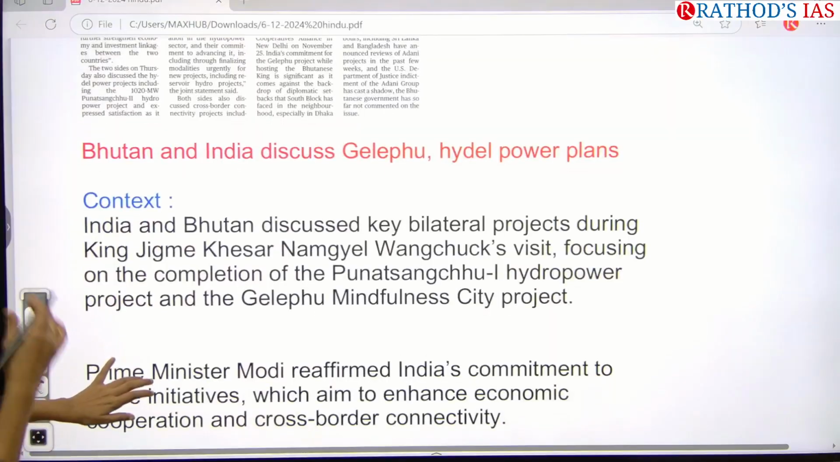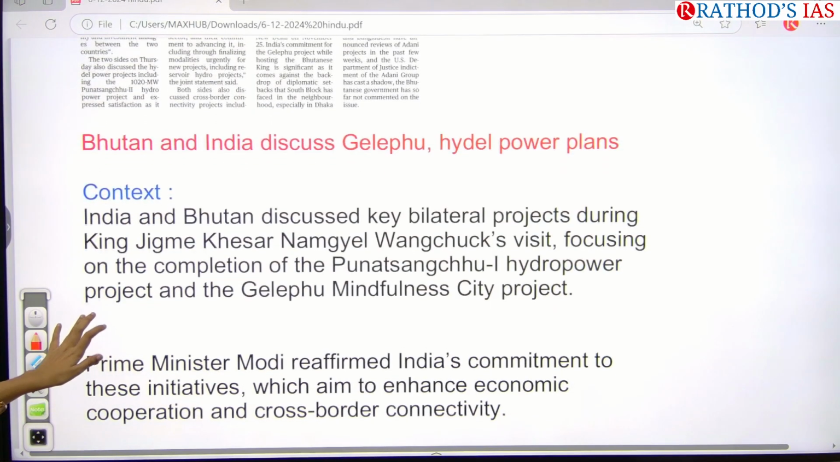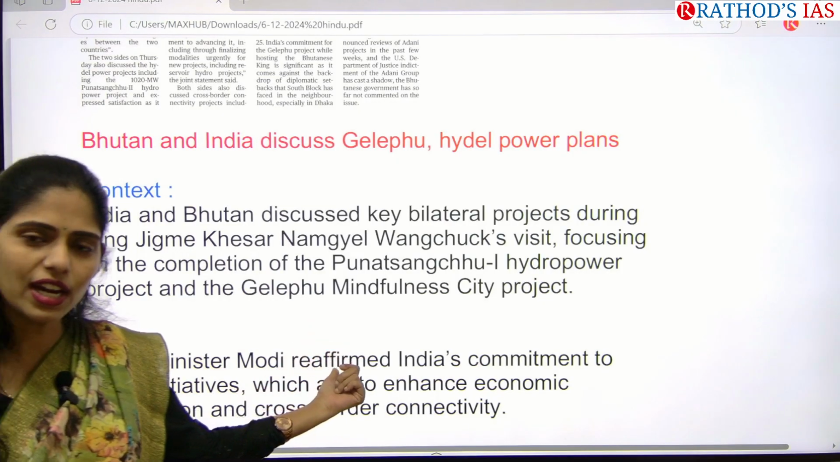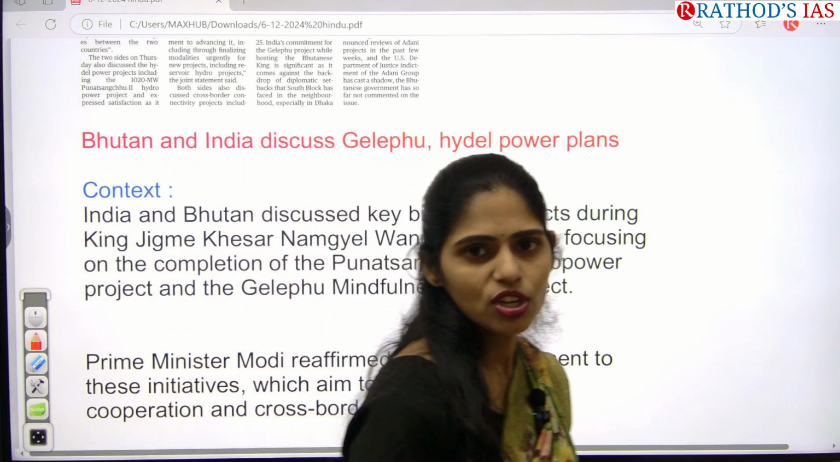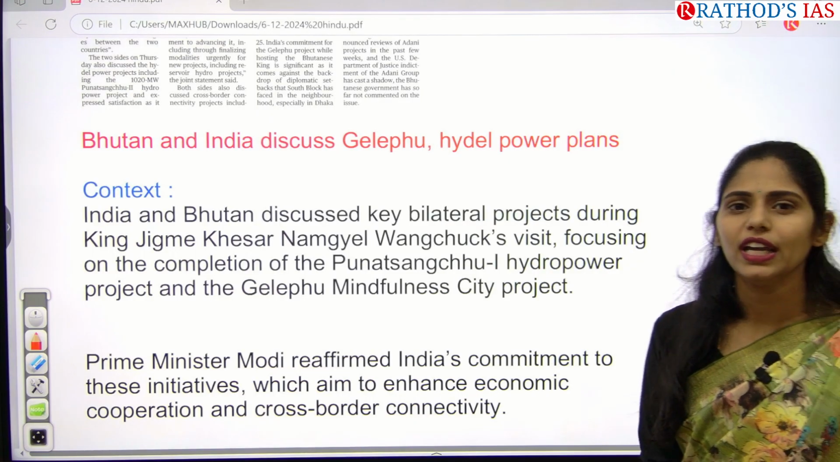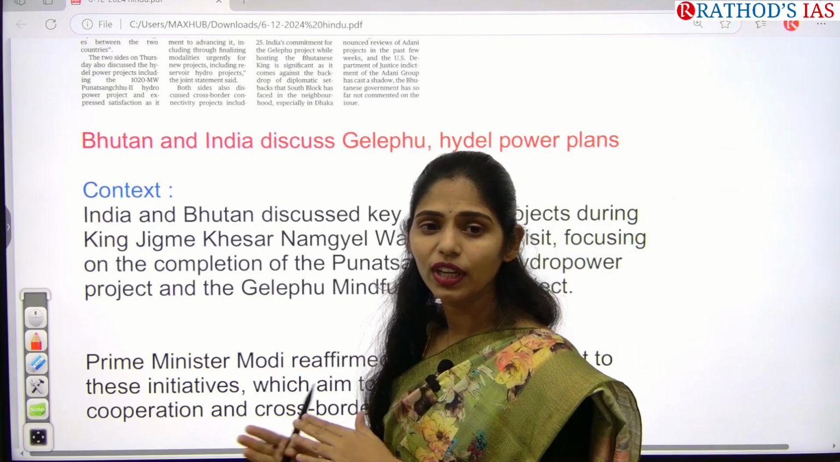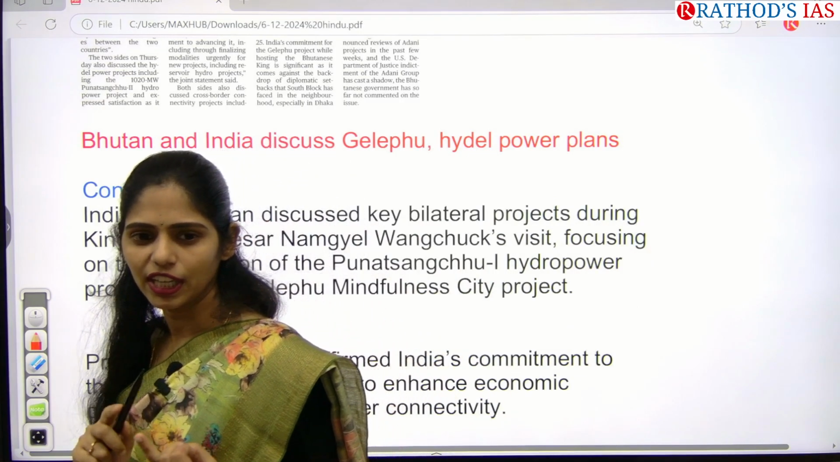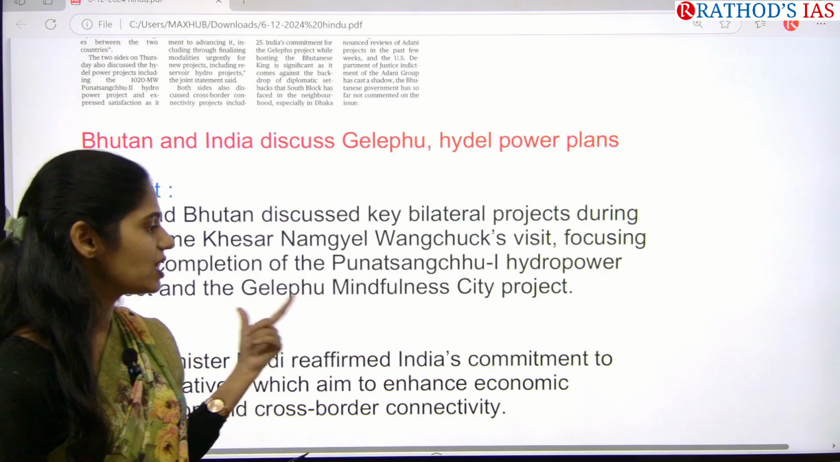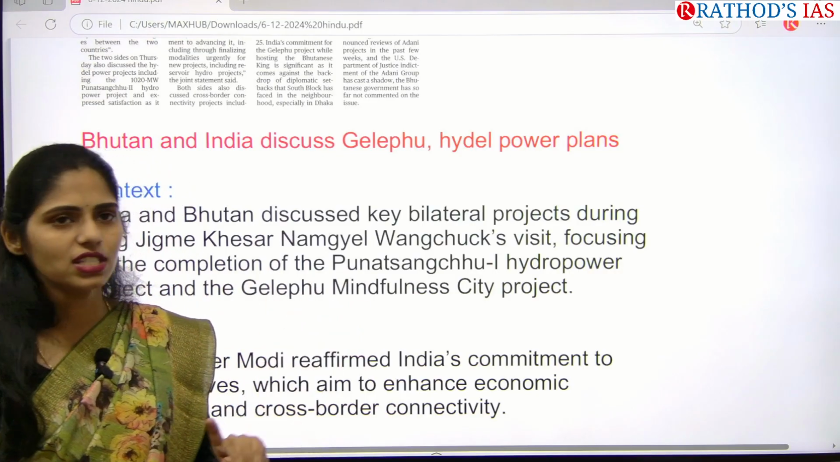Here you have to know what this Gelephu project is. The Gelephu Mindfulness City project is an infrastructure project in Bhutan, and India is helping with it. So if you are writing about India-Bhutan relations, one important area of cooperation between India and Bhutan is hydropower. The next one is infrastructure projects in Bhutan. India's project here is the Gelephu Mindfulness City project.